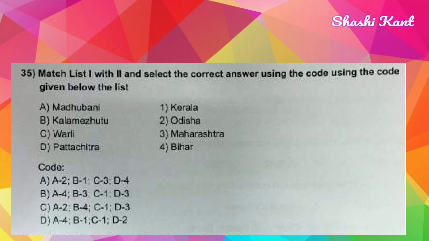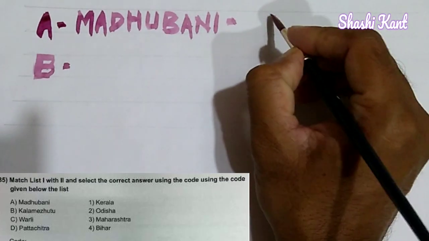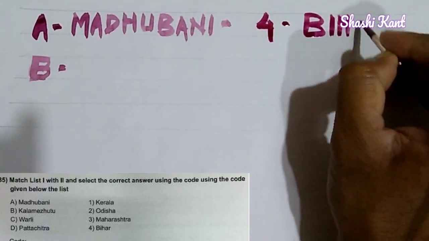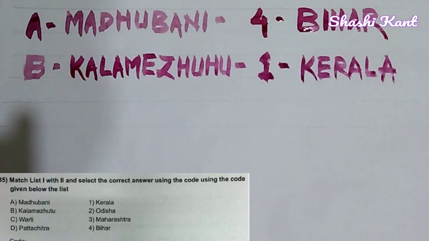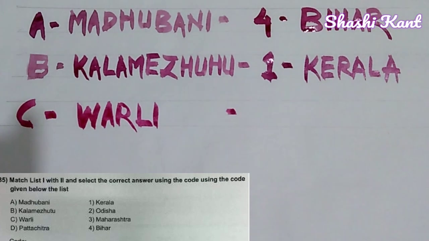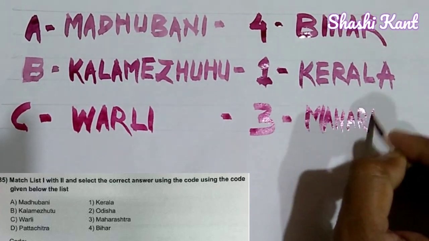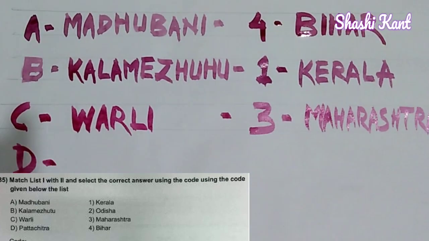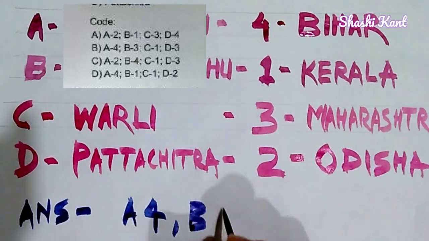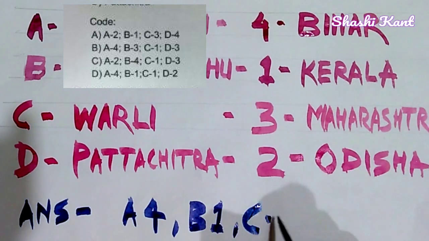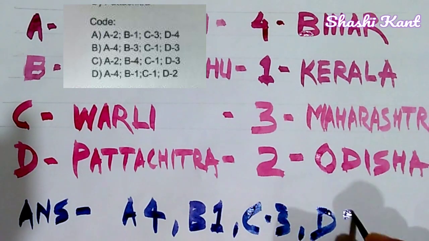B1 C1 D2. And the correct answer is none of them. All codes here given, they are wrong. How I will explain that? A. Madhubani is from number 4 Bihar, B. Kalamezhuthu from option number 1 Kerala, C. Warli, which is Warli art, from number 3 Maharashtra, D. Pattachitra from number 2 Odisha. So we have now A4 B1 C3 D2. This is the correct answer.